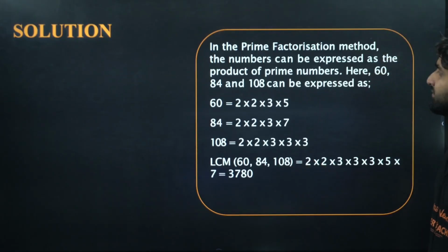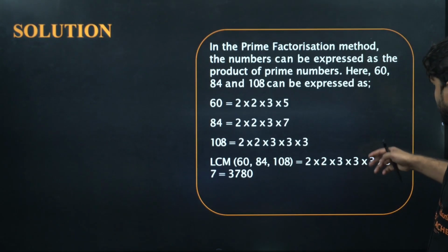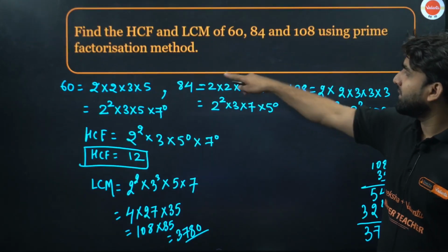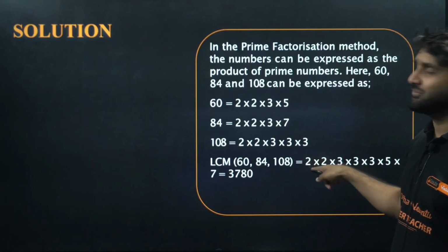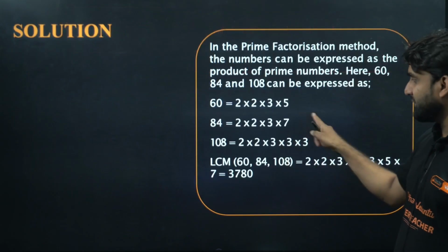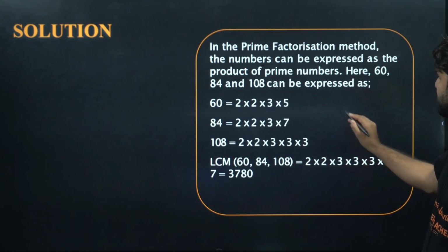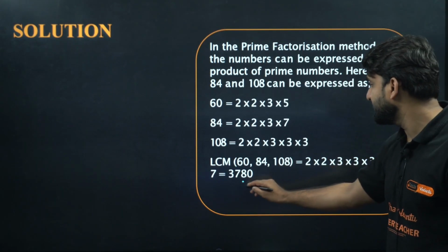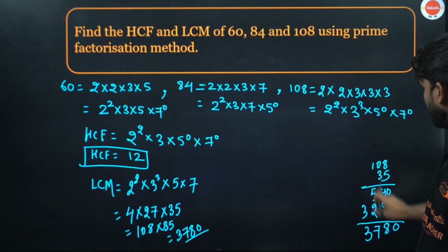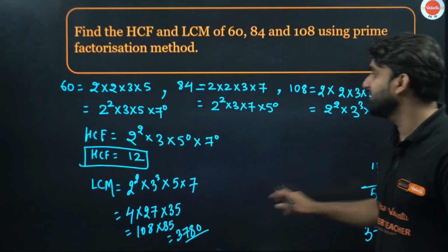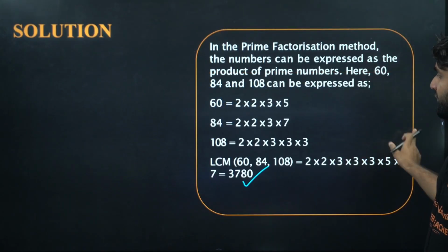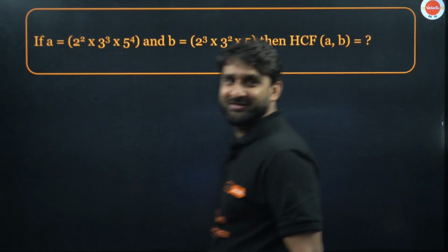Moving ahead. So the question is given here and the solution is also given here. I have solved it and the solution is also given here. Can you see? Where is the LCM? LCM is 3780. What is our answer? LCM is 3780. Clear, everyone? Moving ahead.